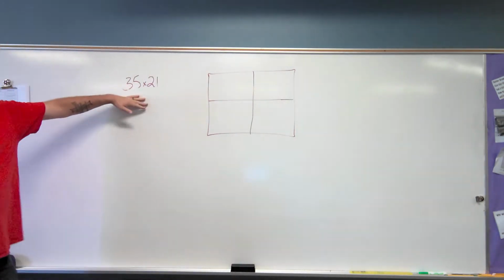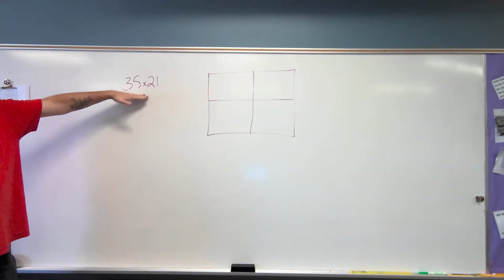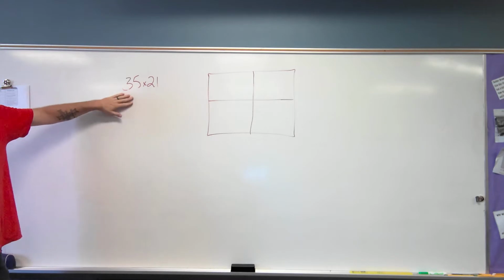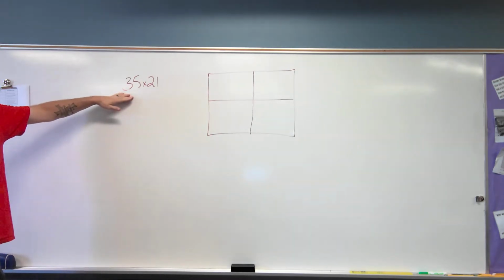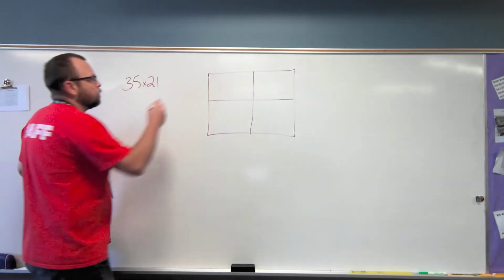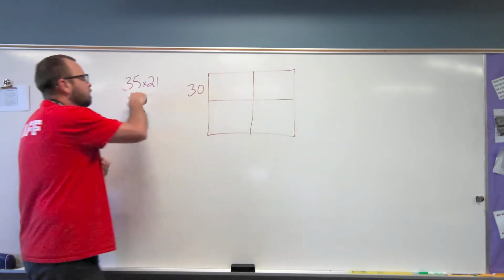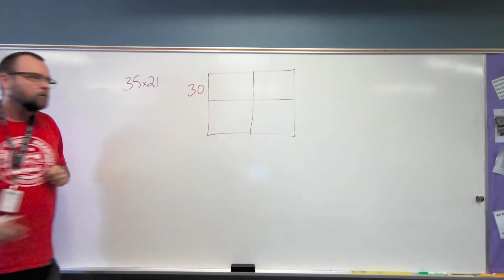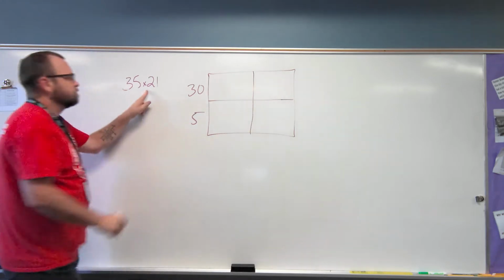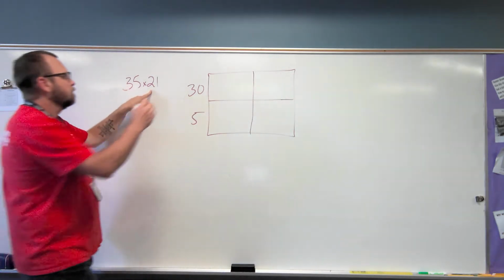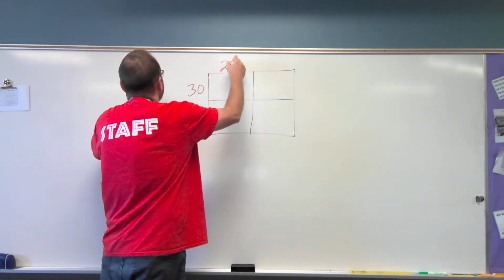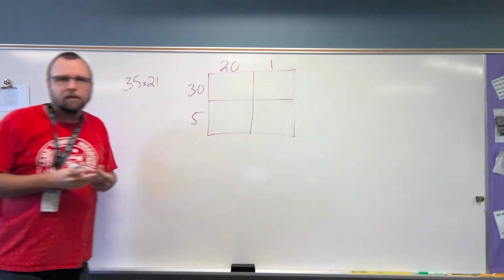So we're going to use the box method, 35 times 21. What place value is the 3 in? 30. 3, which is worth 30. It's 3 tens. What place value is the 5 in? 5 ones. What place value is the 2 in? 2 tens, or 20. And then the 1. 1 one.